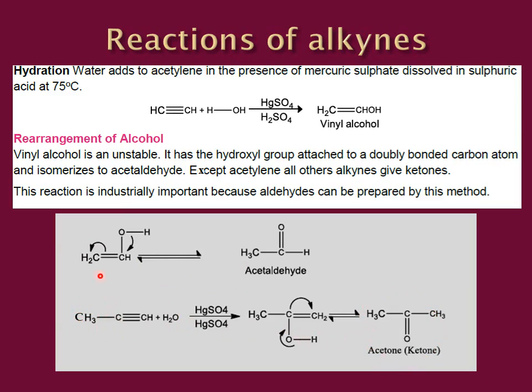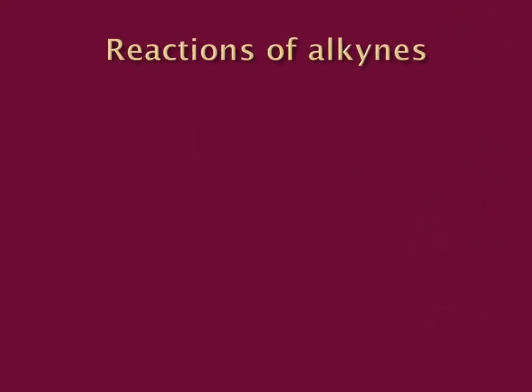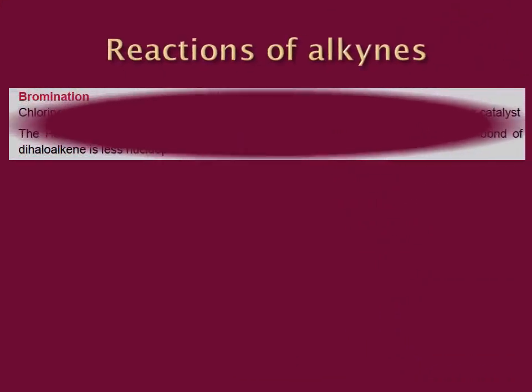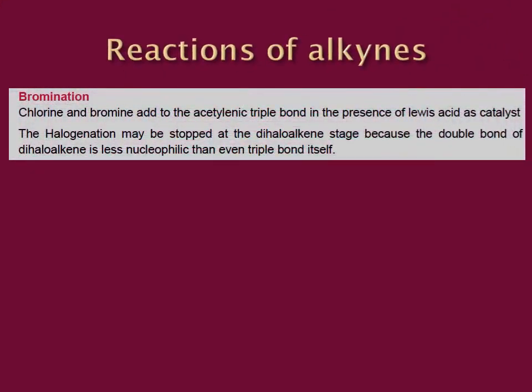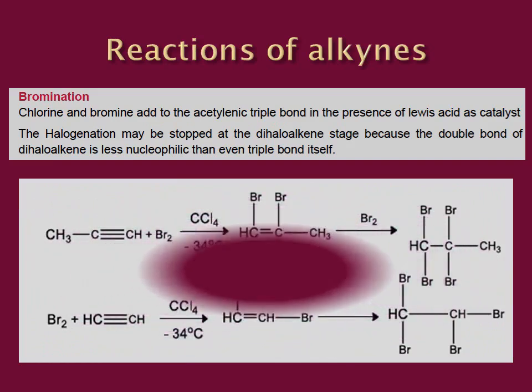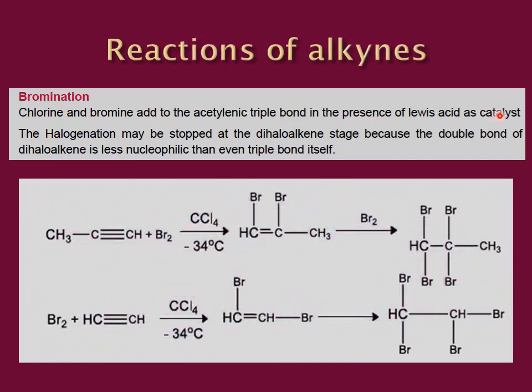Students, the next reaction that we are going to study is bromination. Chlorine and bromine add to the acetylenic triple bond in the presence of Lewis acid as a catalyst. The halogenation may be stopped at dihaloalkene stage. Why? Because the double bond of the dihaloalkene is less nucleophilic than the triple bond itself. Therefore, the reaction might stop at this stage.